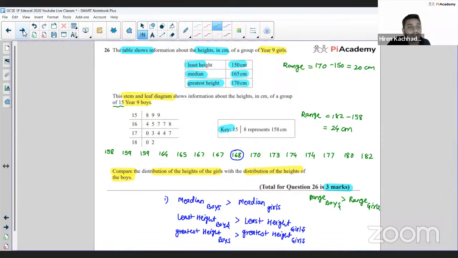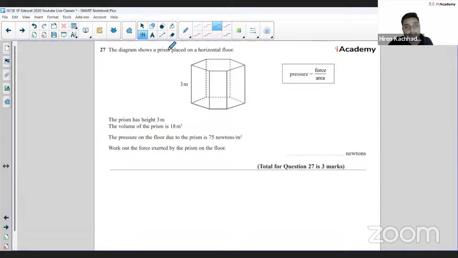Now let's move on to the next question. Everyone, please focus on this question. The diagram shows a prism placed on the horizontal floor. So this is a prism, and this is the horizontal floor. The prism has a height of 3 meter. The volume is 18 meter cube. Pressure on the floor due to the prism is 75 Newton per meter square. The question is, work out the force exerted by the prism on the floor.